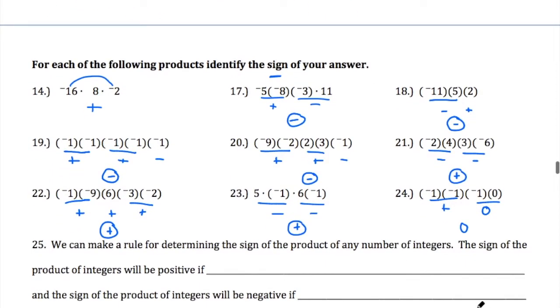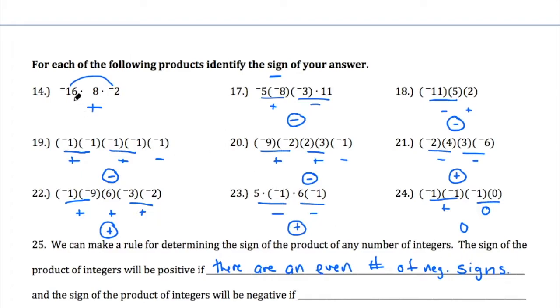Okay, so can we make a rule for determining the sign of the product of any number of integers? Pause, think. If you want to pause the video to figure this out, you can. But the sign of the product of integers will be positive if there are an even number of negative signs. So you can kind of go back and double check that if you didn't come to that conclusion already.